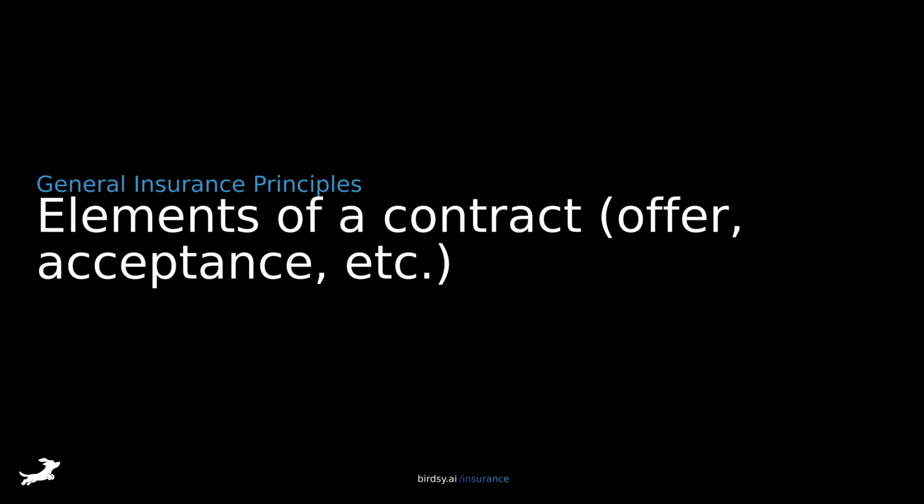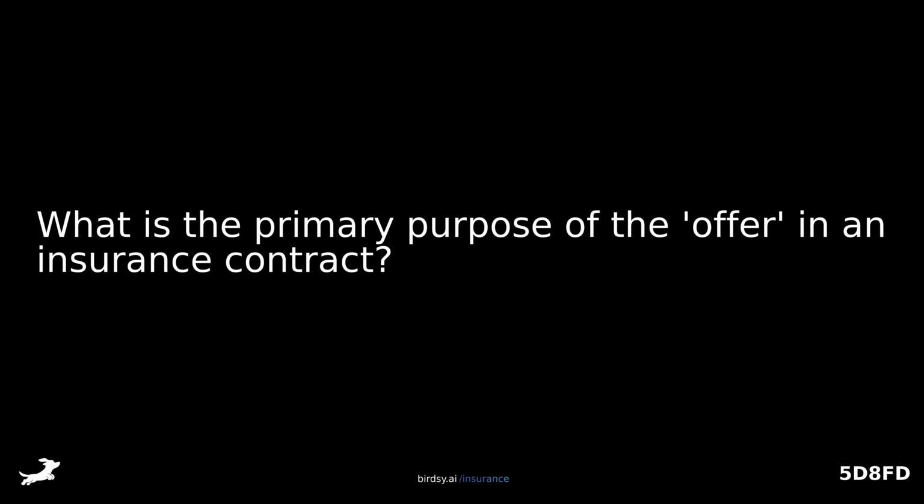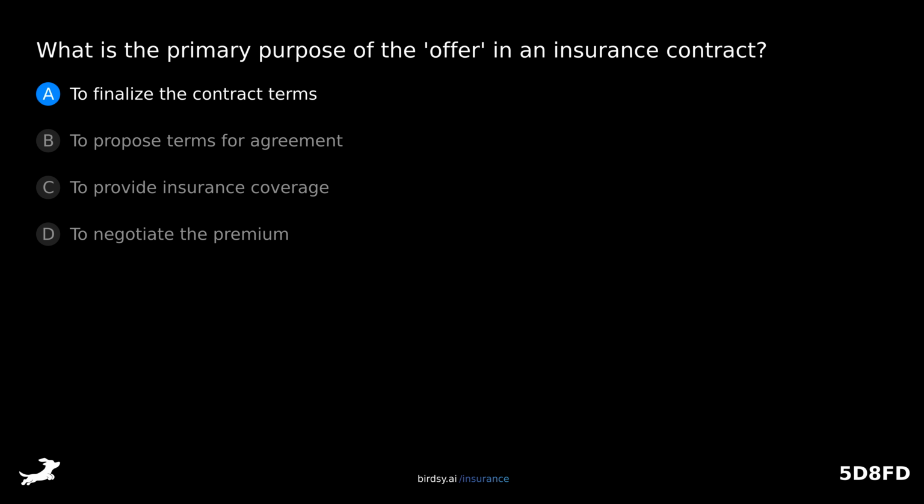Elements of a contract. What is the primary purpose of the offer in an insurance contract? Is it A, to finalize the contract terms, B, to propose terms for agreement, C, to provide insurance coverage, or D, to negotiate the premium? The answer is B, to propose terms for agreement.